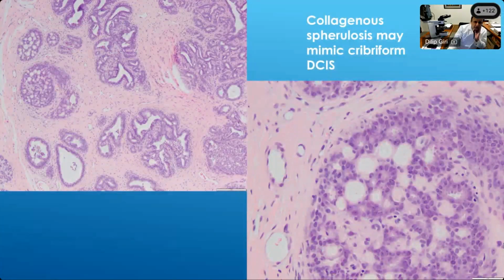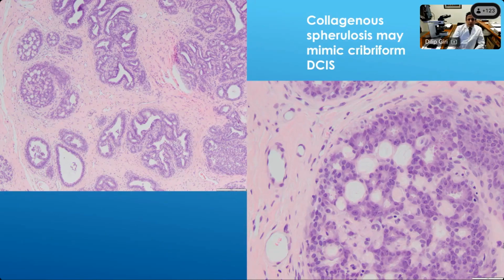Now, sometimes, some benign things may mimic DCIS. So here, for example, is collagenous spherulosis, which will superficially look like punched out spaces, cribriform type of spaces. And if your basis of diagnosis is cribriform type of spaces for the diagnosis of DCIS, then you will make a diagnosis of DCIS disregarding the other features that you should be looking for in arriving at a diagnosis.